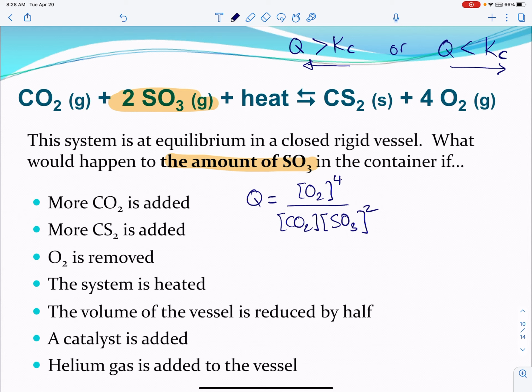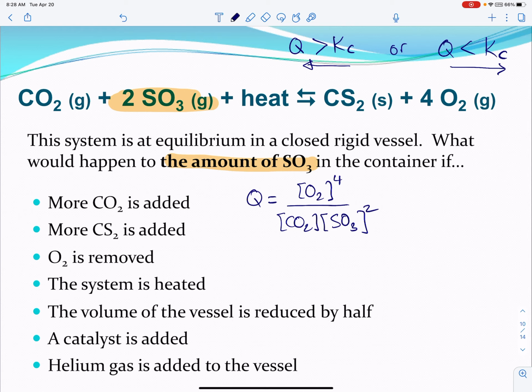All right, so CS2 was a solid. The solid doesn't affect equilibrium. It's not in the expression for Q, so Q does not change. Kc doesn't change because the temperature didn't change, so Q and Kc are still equal. And that means there's no shift in equilibrium, and the amount of SO3 will stay the same.